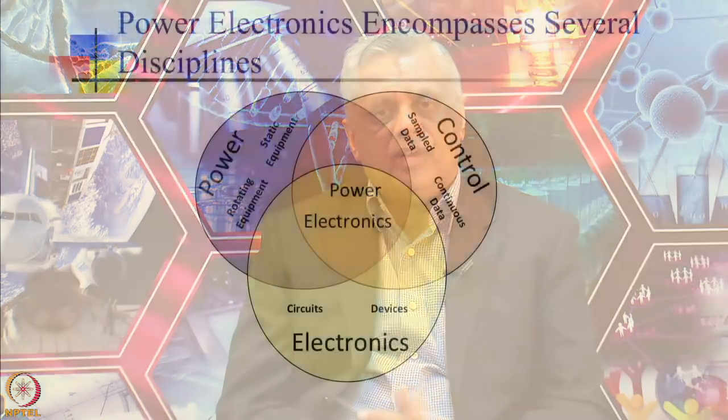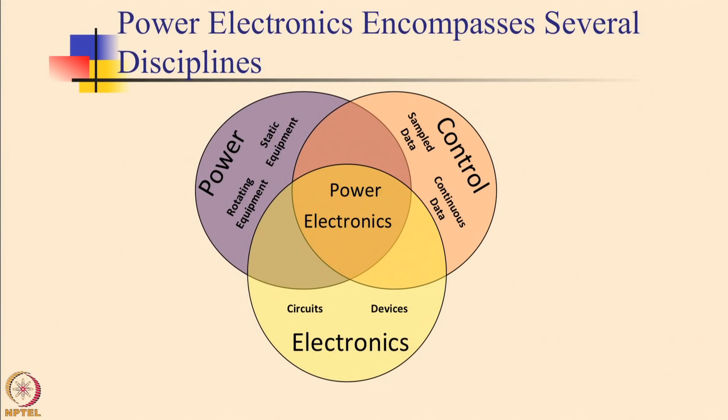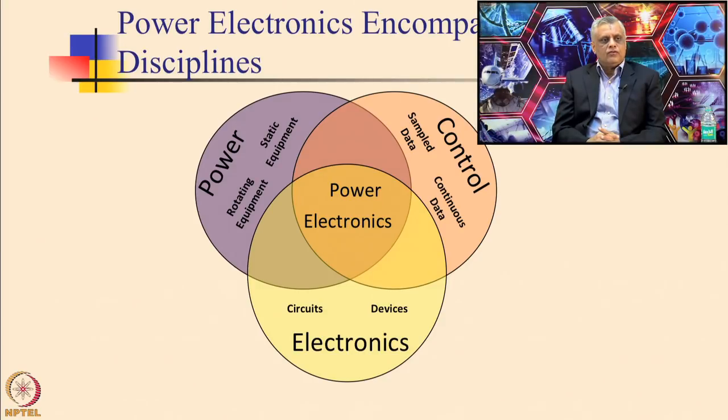Now, looking at power electronics as an interdisciplinary field, we can divide electrical engineering into three major disciplines: power engineering, control engineering, and electronics engineering. And we'll see that power electronics borrows concepts from the power engineering field, the control engineering field, as well as the electronics engineering field. That's how the entity of power electronics comes into being. In this picture, power electronics is shown as an overlap of the three main subdisciplines of electrical engineering: power, control, and electronics engineering.